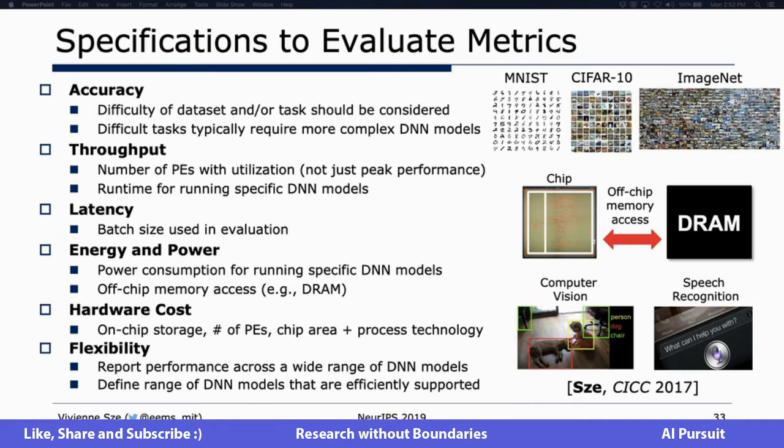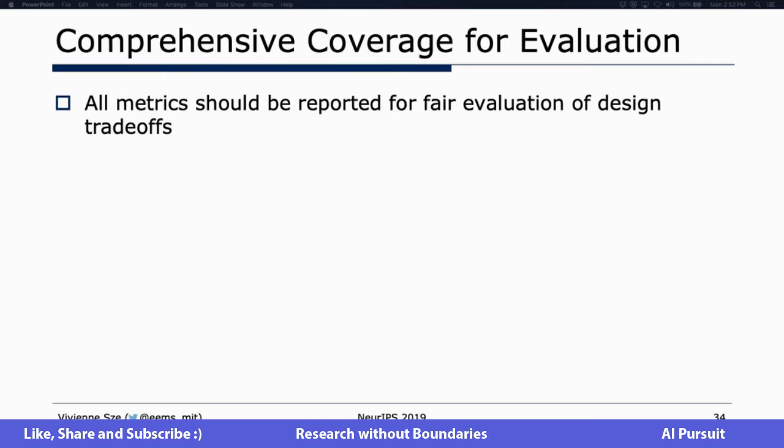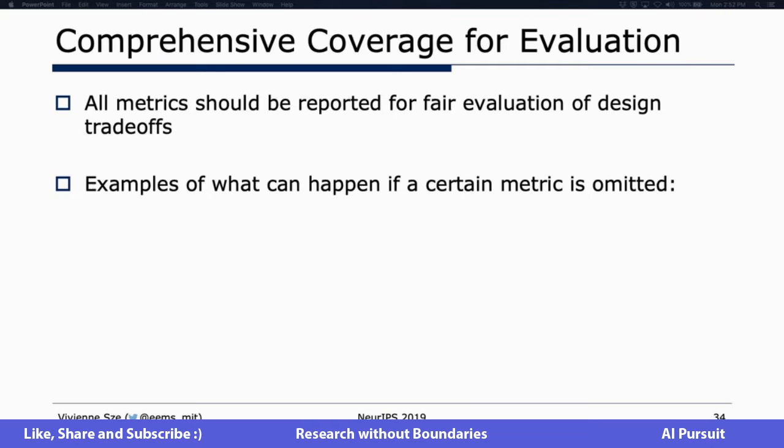I also want to walk through an example of how you could utilize these metrics to make various evaluation and design decisions. These should all be reported. First, I'll give you an example of what could happen if people don't report all of these metrics. If accuracy is not reported, or if it's not reported with a specific data set or task, one could run a very simple DNN model and then claim their system is very low power, high throughput, low cost. However, when you try to use that processor for a more meaningful task, it's not going to work. That's why accuracy on what data set is really important to be reported.